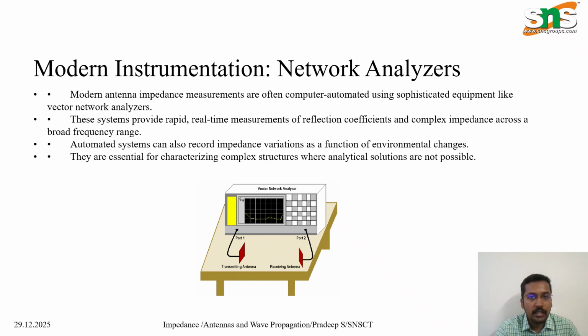Modern impedance measurements are commonly performed using vector network analysis. These instruments can measure reflection coefficients and complex impedance quickly and accurately over a wide frequency range. Automated systems allow continuous monitoring of impedance changes under different environmental conditions.